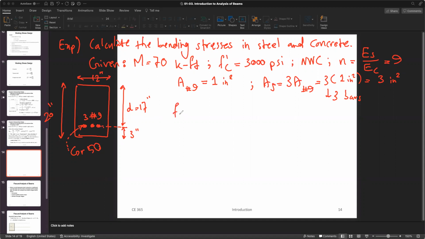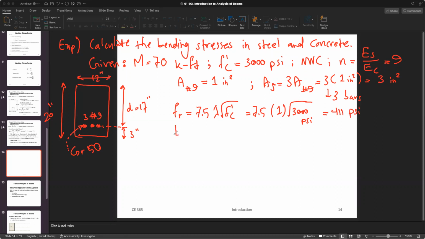So you realize that we got to use fr, right? fr, the modulus of rupture, is 7.5 lambda square root of f prime c. So 7.5 times lambda, which is equal to 1 for normal weight concrete, times the square root of f prime c, which is 3000. All right. So the answer to this would be 411 psi.